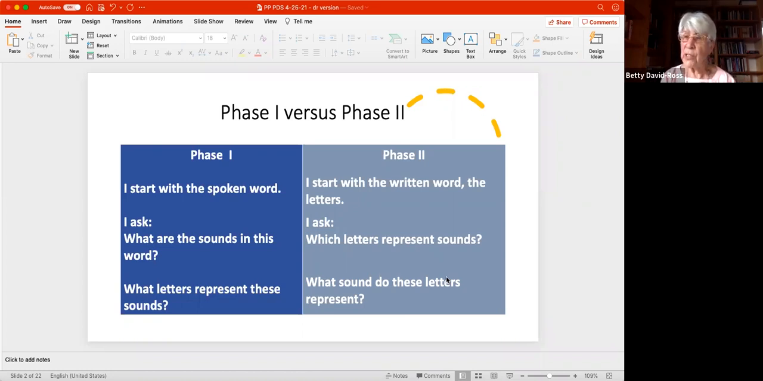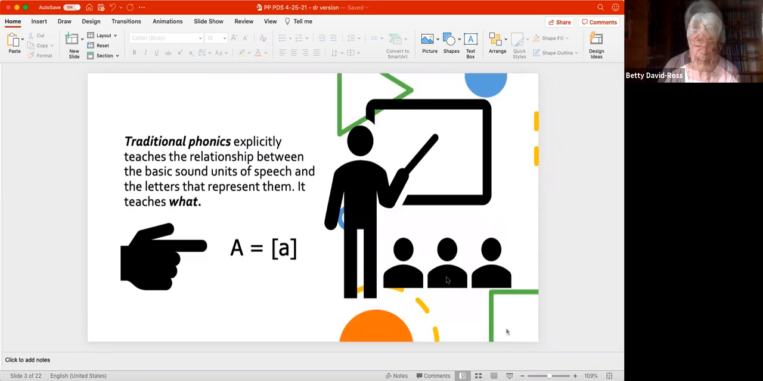In phase two, we always start with a written word. This resembles what reading really is. And we're going to ask which letters represent sounds. And then we're going to ask what sound do these letters represent. Then we're going to blend those sounds together to produce that word. Many of you say, well, why not just go directly to phase two? Well, going to phase two is without having the tools for doing it. So you need some basic tools, and those you learn in phase one.